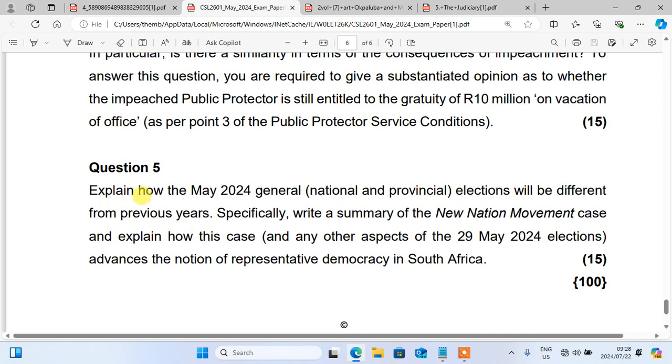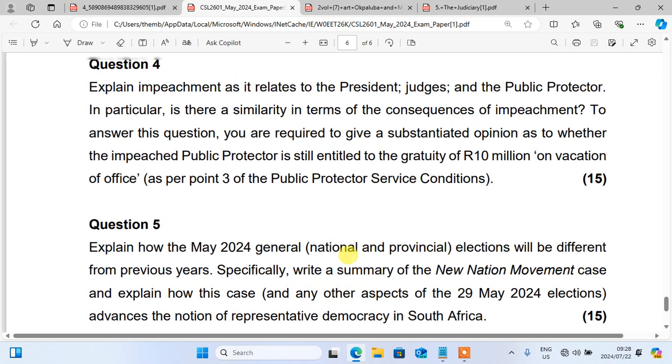It is very important for you to know the constitutional articles in general and things that are happening out there in the public every day. For example, question number 5 was about explaining the case that was just recently adjudicated, which was the new national movement case. And this case was just new, as I've said, and you have to be talking about this case.